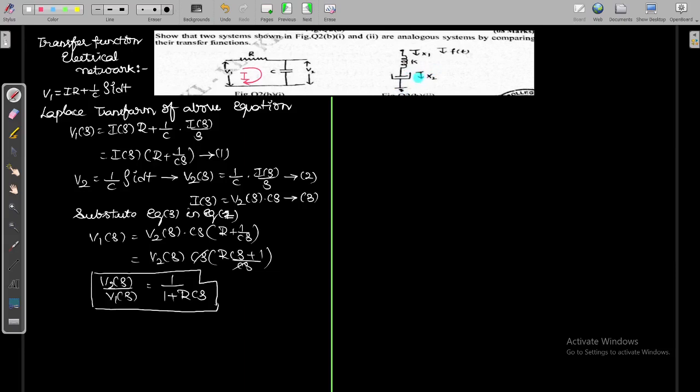Let us write the mechanical network also. First we will draw the mechanical network. To find the mechanical network transfer function, we have to draw the free body diagram, or the normal diagram.